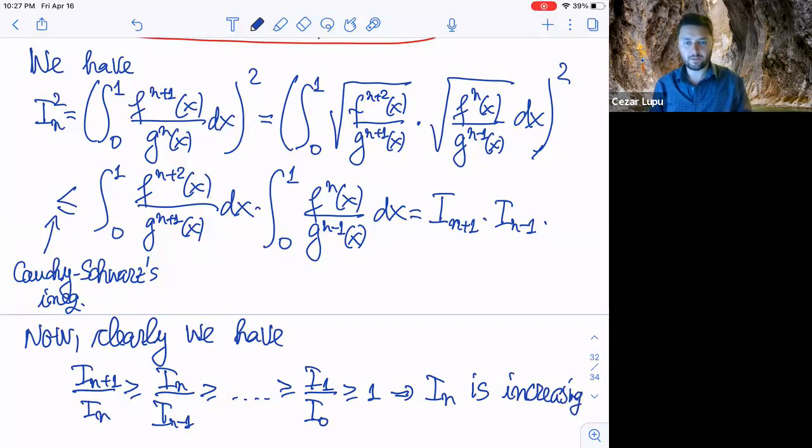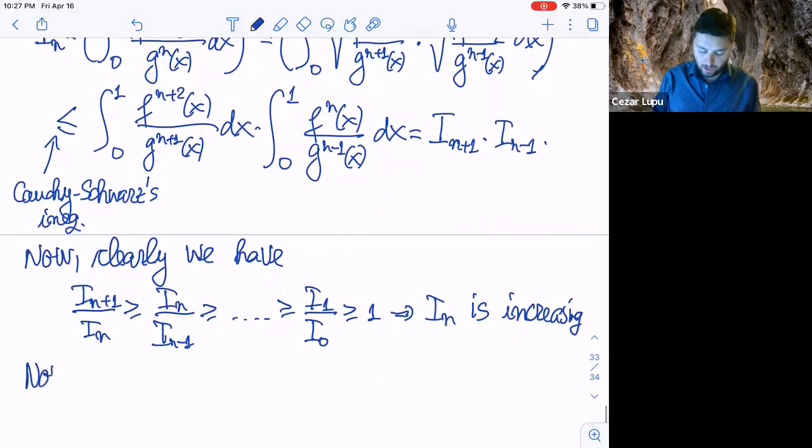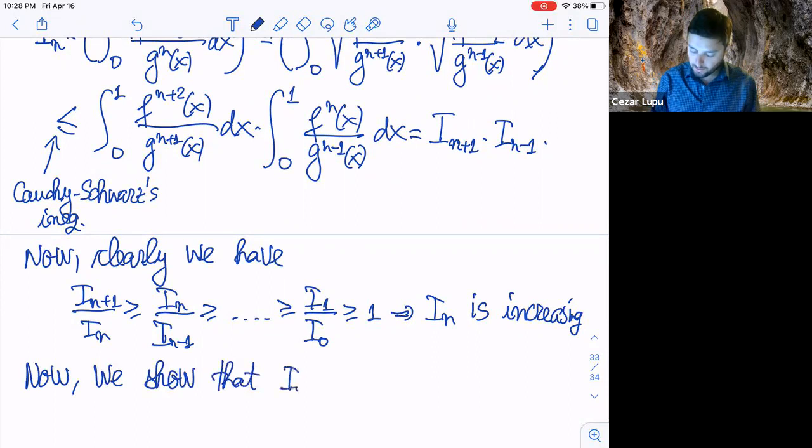Right, so this sequence is increasing. All right, and now let's show the fact that the sequence actually diverges. So now we show that I_n diverges to positive infinity.